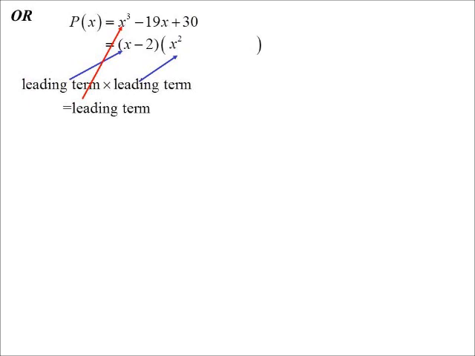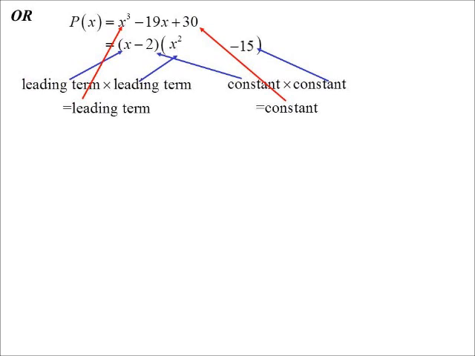Then I do a similar thing with the constant. Constant times the constant must give me the constant. So negative 2 times something will give me 30, with negative 2 times negative 15. I just need to find the middle term now.